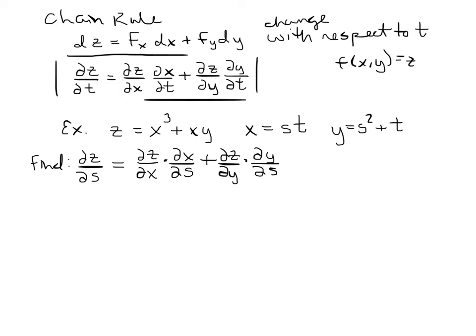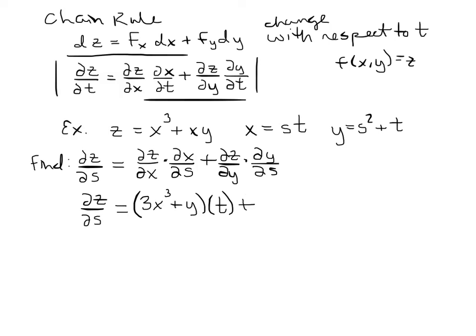And at this point, we can kind of just find the partials and plug it in. So our partial of z with respect to s is going to be, let's find the partial with respect to x, 3x squared plus, and let's say y is constant, so that's just going to be a y there. Then the partial of x with respect to s, t is constant, so that's all we're going to get out in front of that.